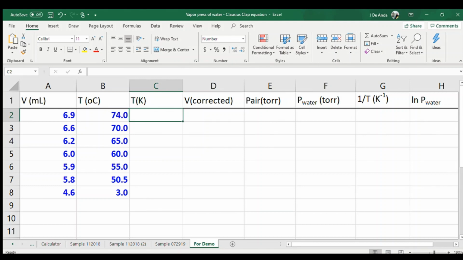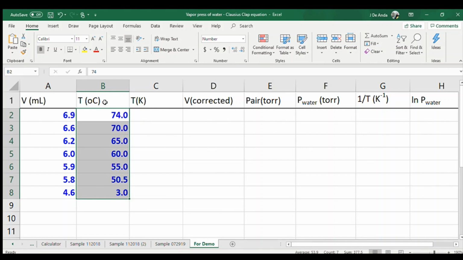We're going to be working here with the Excel spreadsheet that you're supposed to set up for experiment 12, vapor pressure of water. I have already put in the different columns that we were asked to put in there. And as well, I've already gone ahead and input the data that was given in the sample set, both the volumes of the bubbles at the different temperatures in degrees Celsius.